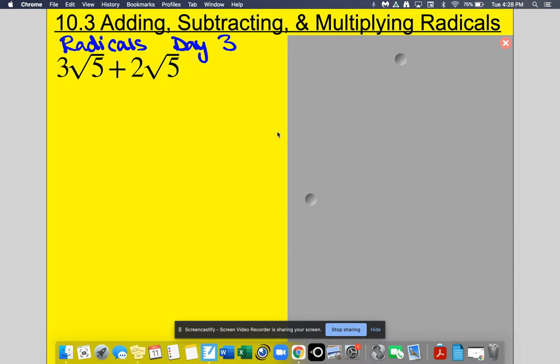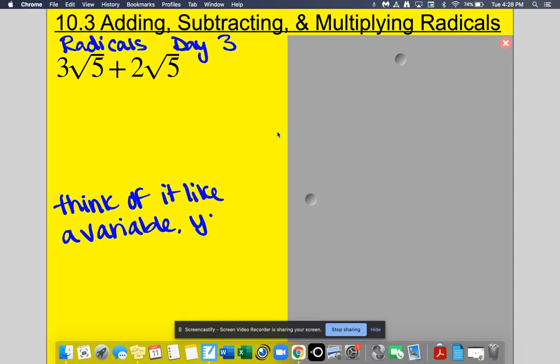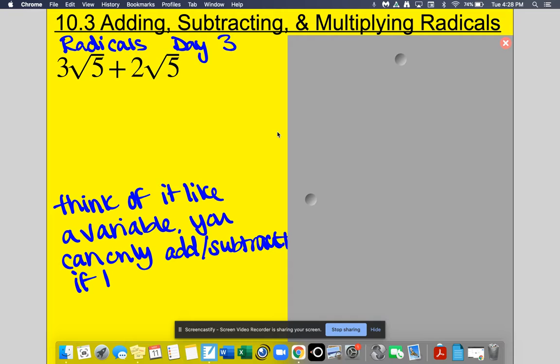So in our first example, we're going to add 3 square roots of 5 plus 2 square roots of 5. Think of square root of 5 like a variable. You can only add or subtract if they are the same.